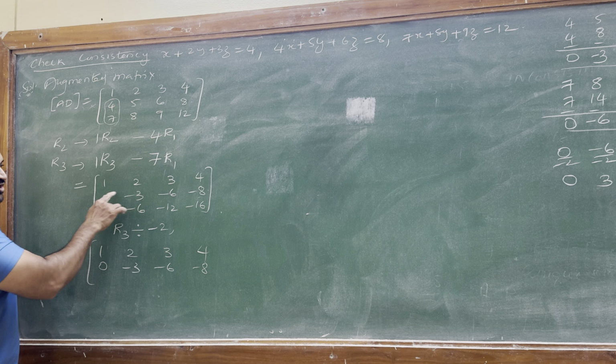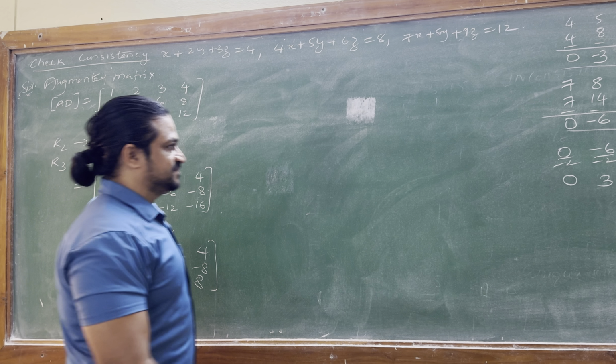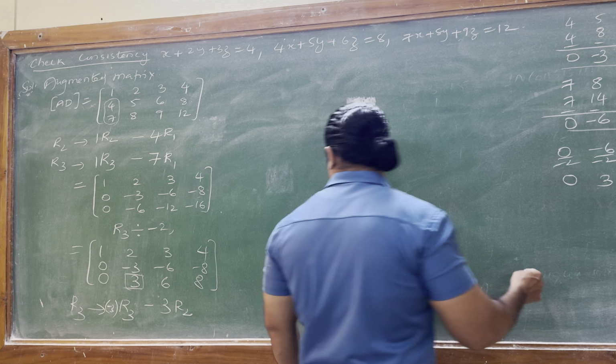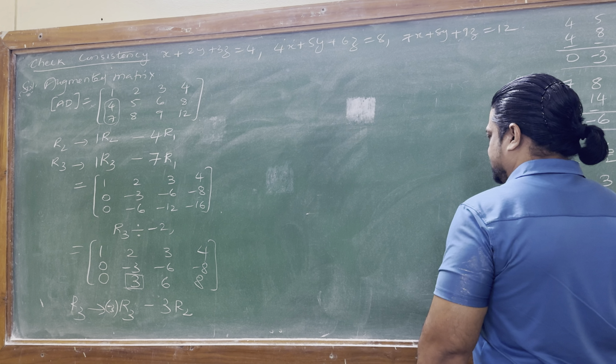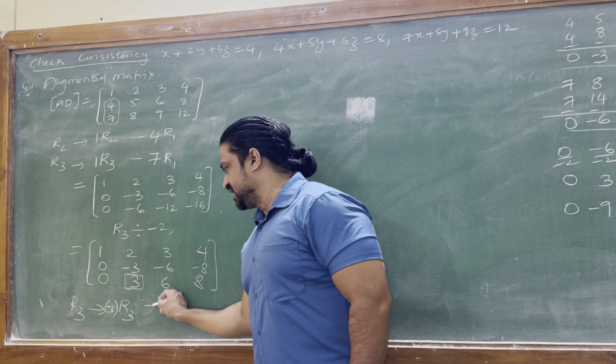Now, which number? In which row? 3. Minus 3. Now, minus 3 R3. Minus 3 is multiplied to R3: 0, minus 9, minus 18, minus 24. Then this minus sign we are not taking now. 3 is multiplied to R2. Then signs change.